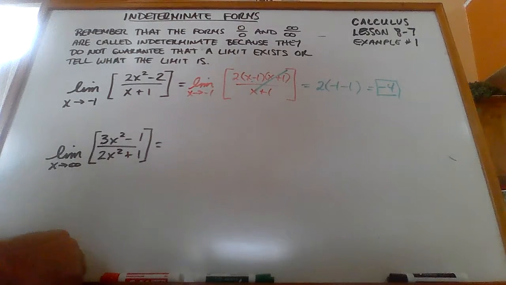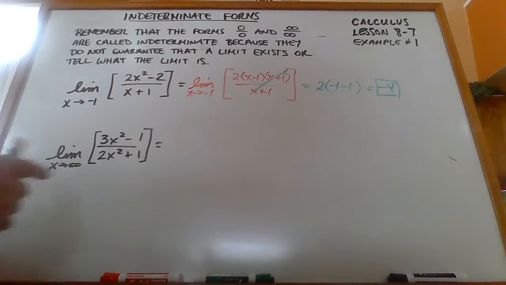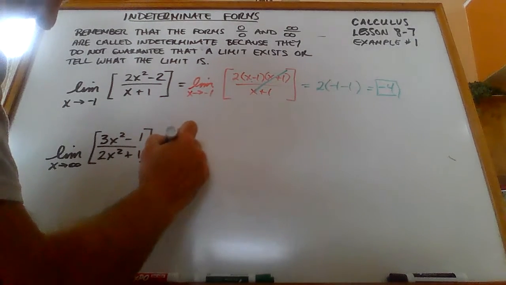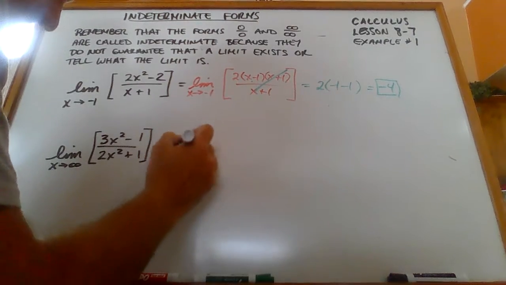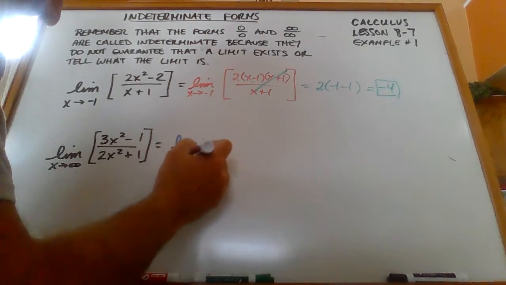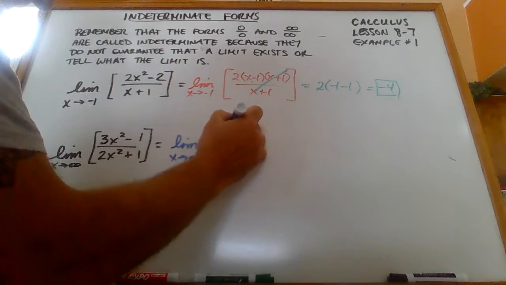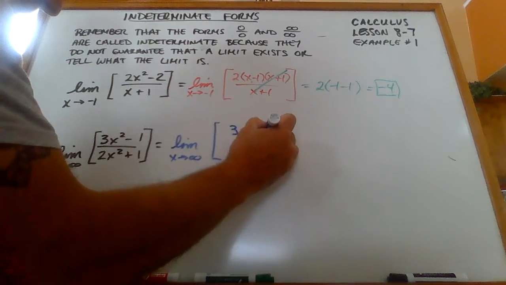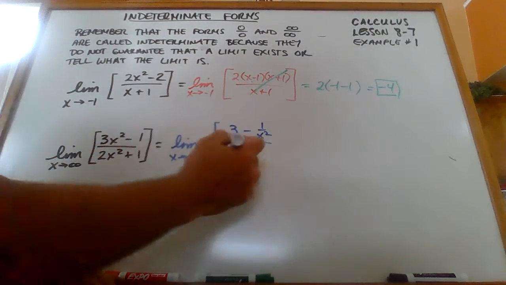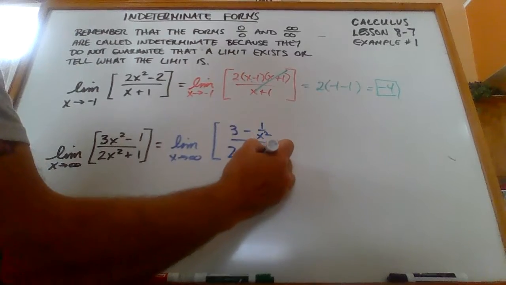Okay, on this one, we couldn't do that because this is not factorable. And this might factor, but it doesn't have that to cancel out. So our alternative was to divide both the top and bottom by x squared. So essentially that's dividing the whole thing by 1. So we didn't change the value, but if I divide this by x squared, I get 3 minus 1 over x squared, and over here I get 2 plus 1 over x squared.